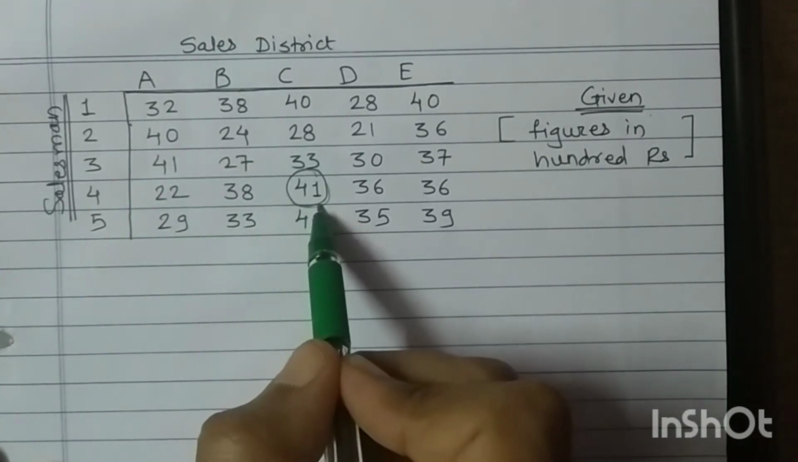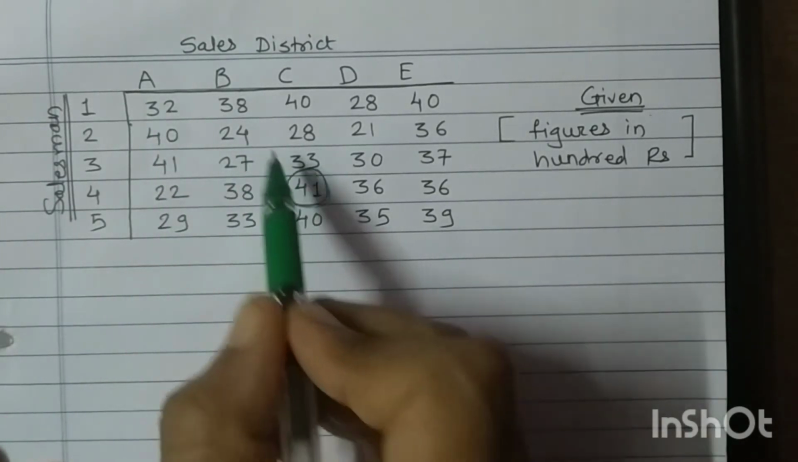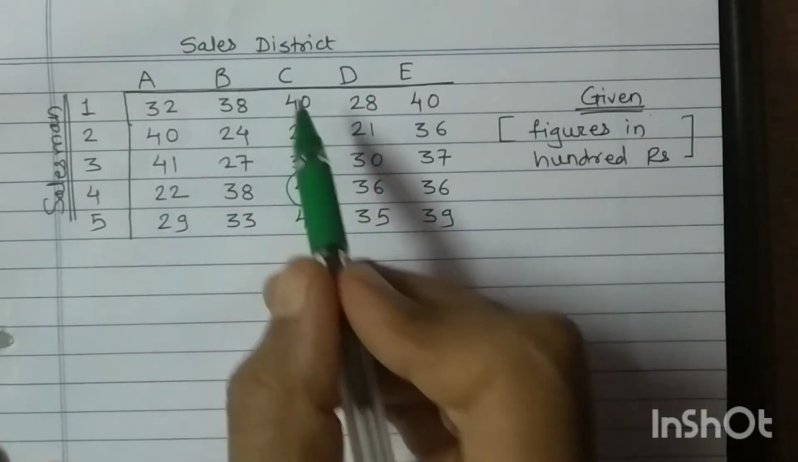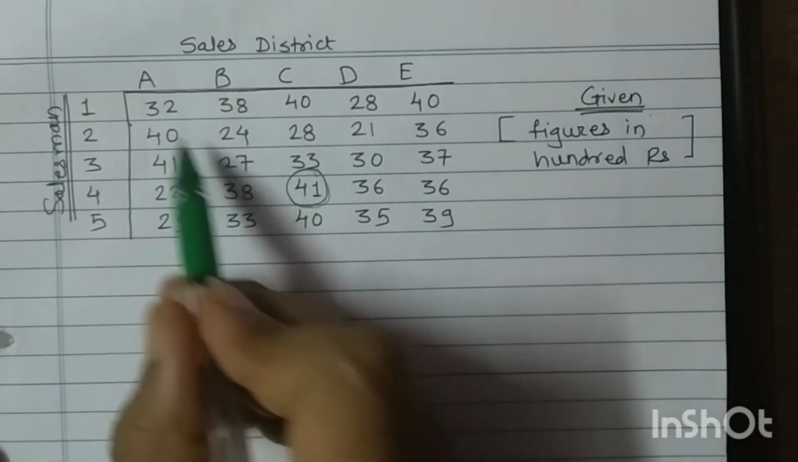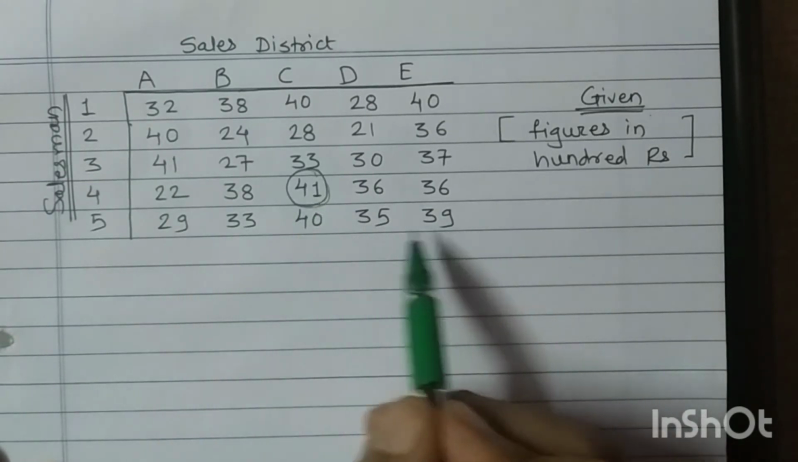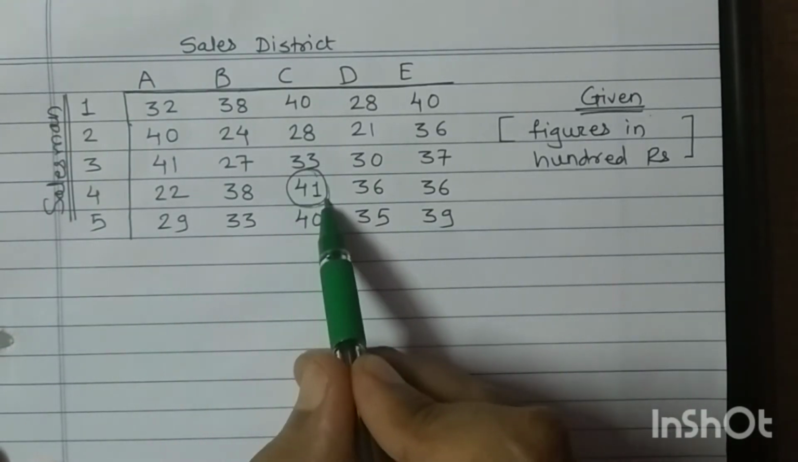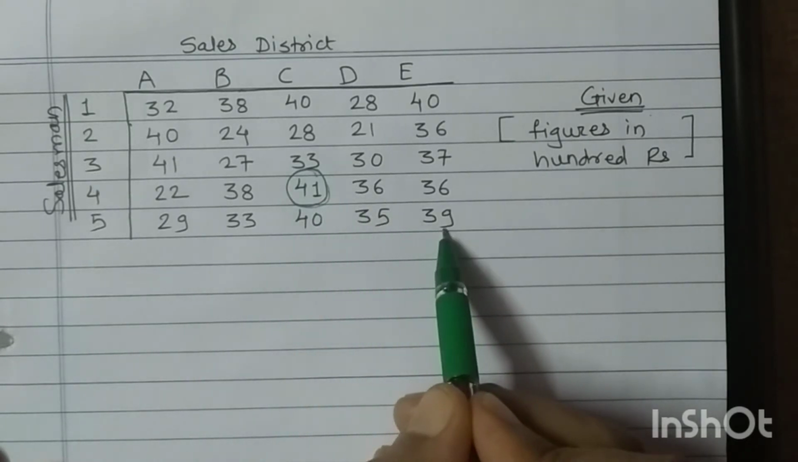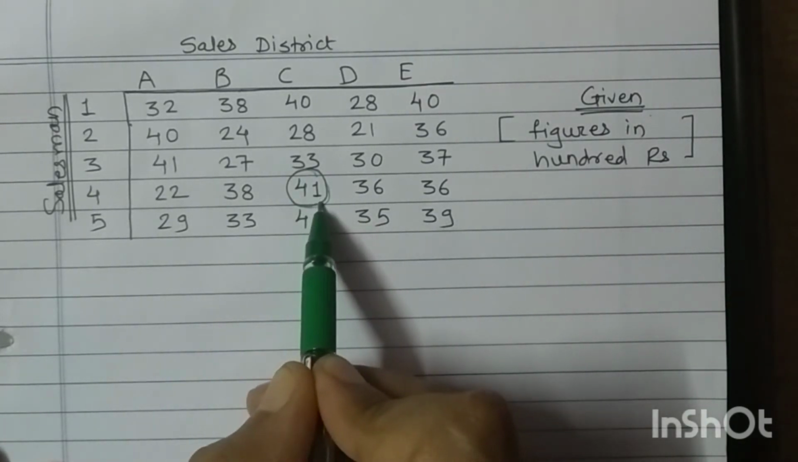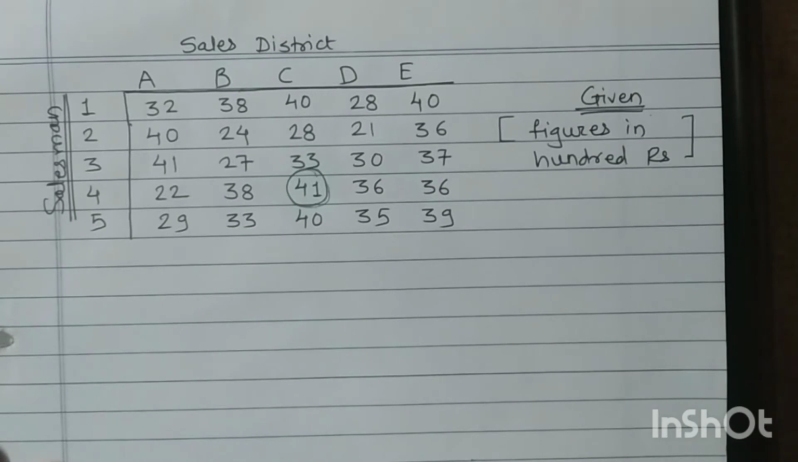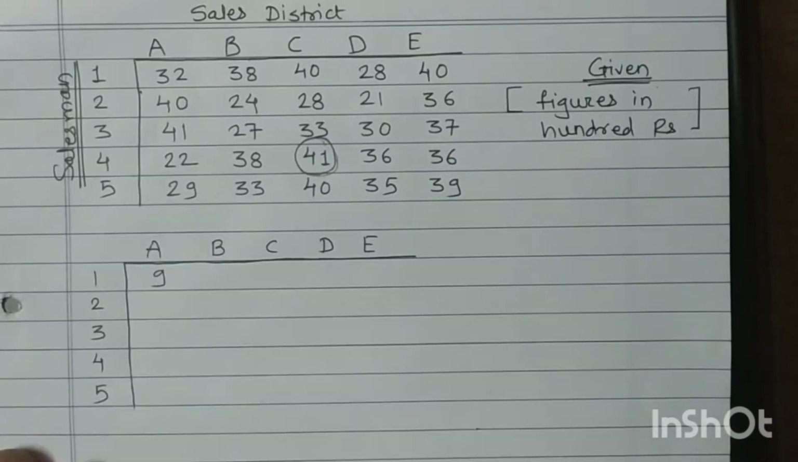That means 41 minus 32, 41 minus 38, 41 minus 40, 41 minus 28, 41 minus 40 and so on. That means in the last row it will be 41 minus 40, 41 minus 35, 41 minus 39. So you have to construct a matrix by subtracting all the elements from the highest element. In this way we will construct a matrix which will be a minimization problem. So start doing this and you can check the answers with me.